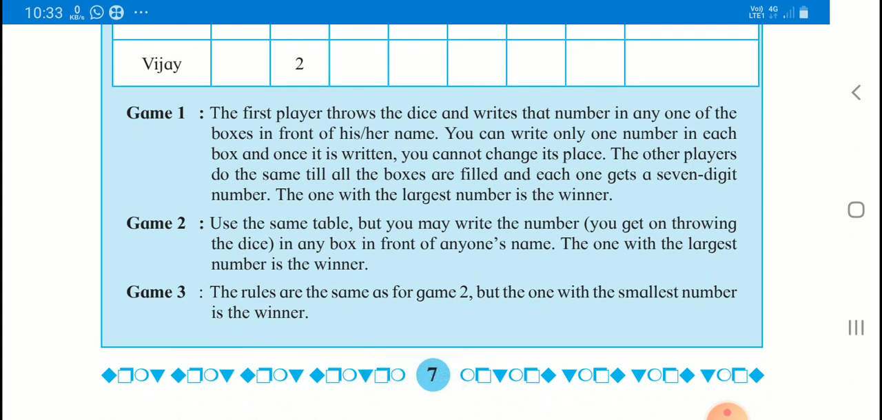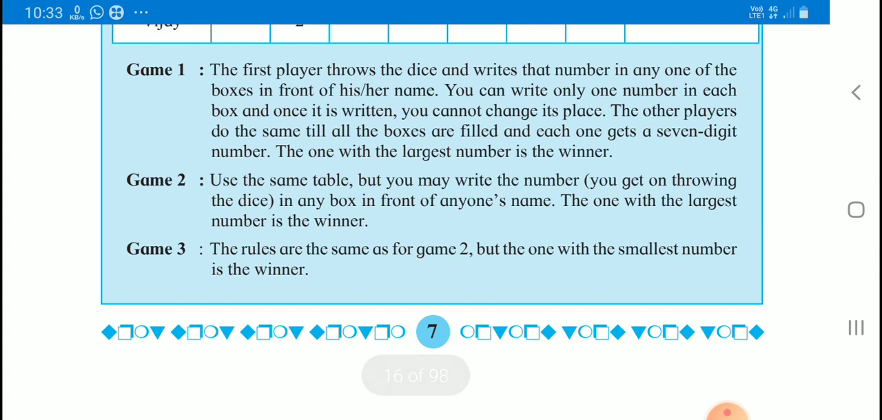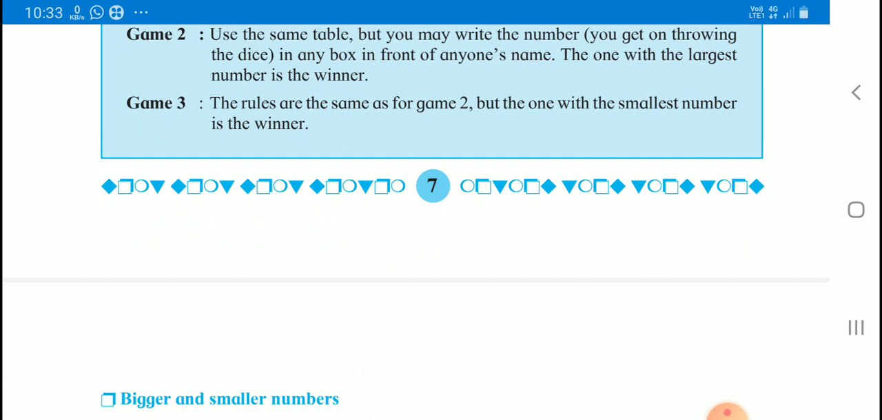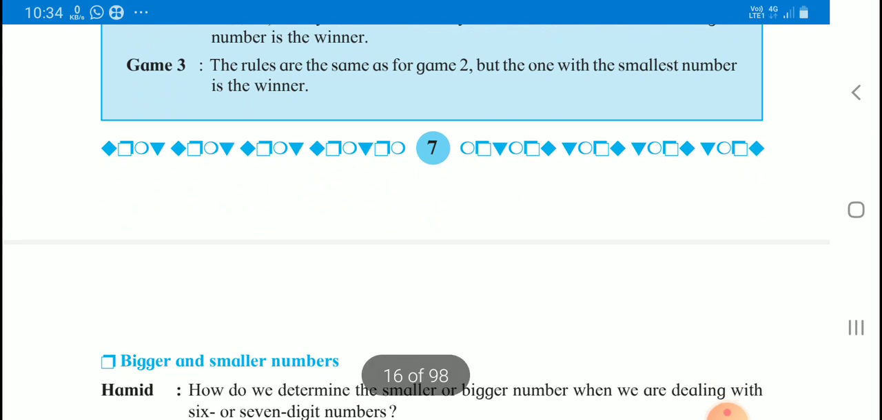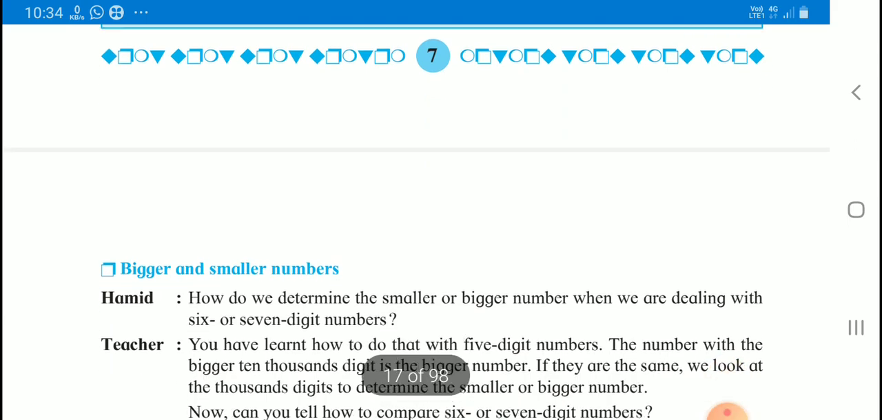Now, game 2: use the same table, but you may write the number you get on throwing the dice in any box in front of anyone's name. The one with the largest number is the winner. Means here you have to find the largest number and that will be the winner of that game. Now game 3: the rules are the same as for game 2, but the one with the smallest number is the winner. Just whoever makes the smallest number is the winner.